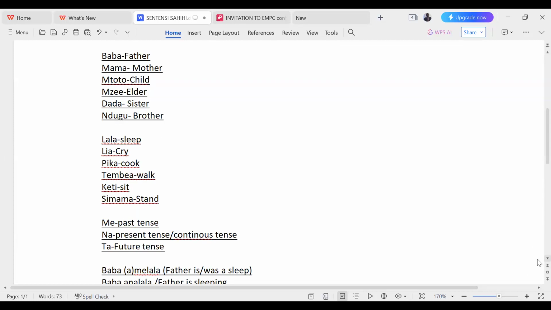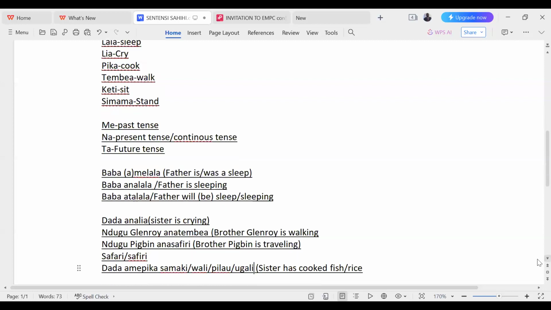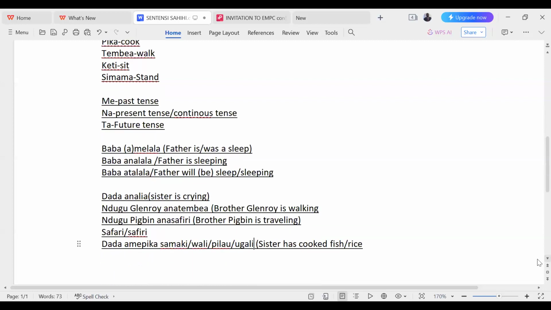So we'll try to have some expounding sentences that can help you start communicating or making a proper sentence. Because at the end of the day, the purpose of learning is for you to make a sentence. Like now, Brother Gary is saying, go to the market and say "nisaidie", or to say they want maybe malenge, or samaki, or pilau, you see? Anything they want, they can go now to the market and make a sentence and say they want this. Pilau.